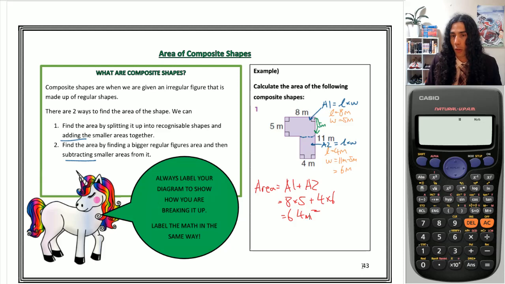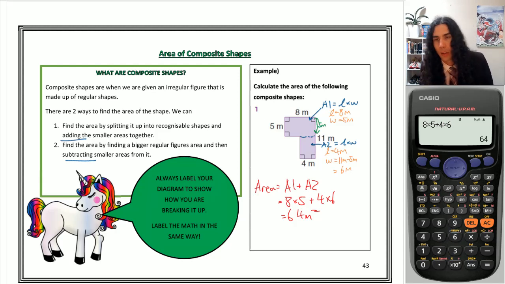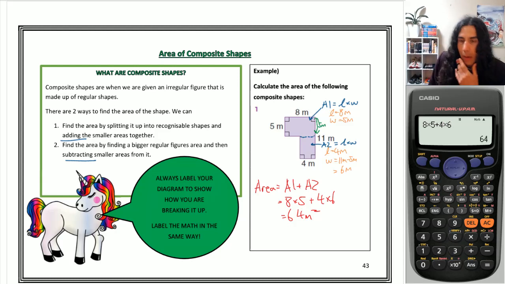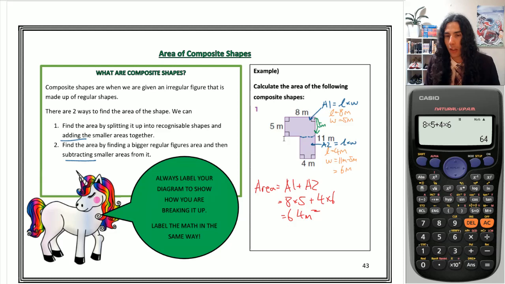And just in case you don't trust me, 8 times 5 plus 4 times 6. I have got stuff wrong, but not this time. So I like to do it that way. There's more than one way to do it, but I like to set everything up and then the calculation's easy. Otherwise, the calculation is so long.